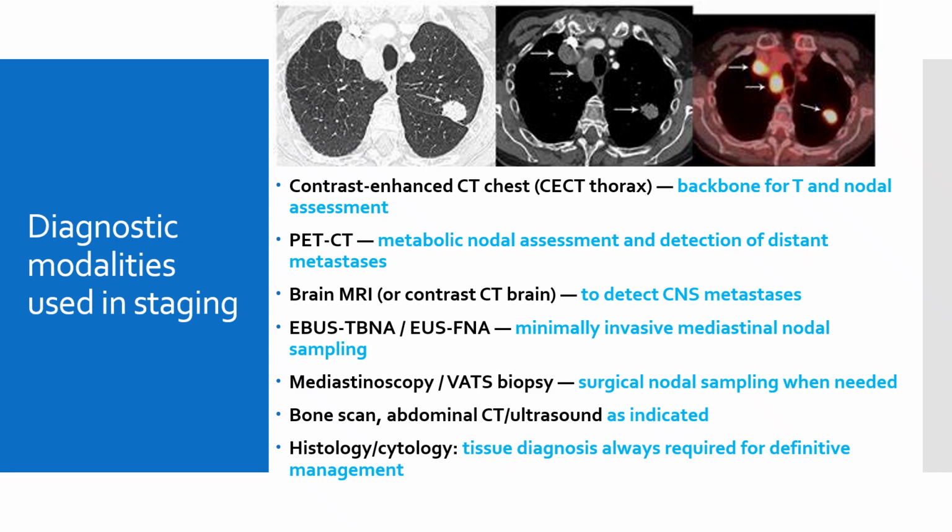There are different diagnostic modalities which are helpful in staging. Contrast enhanced CT scan, which is the backbone for T and nodal assessment. PET CT scan is for metabolic nodal assessment and detection of distant metastasis. Brain MRI, as we do mostly in cases of small cell lung cancer to detect CNS metastasis. EBUS TBNA, EUS FNA, which is the minimally invasive mediastinal node sampling method. Mediastinoscopy or wax biopsy is surgical nodal sampling when needed. Bone scan and abdominal CT scan or ultrasound is done as directed. Histology and cytology is always required for definitive management.